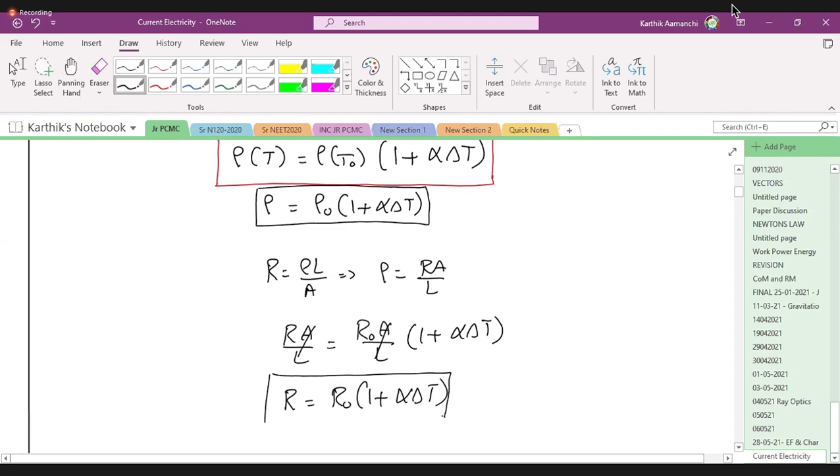So when temperature increases, what happens to your resistivity? It will increase, which is absolute nonsense when it comes to semiconductors.